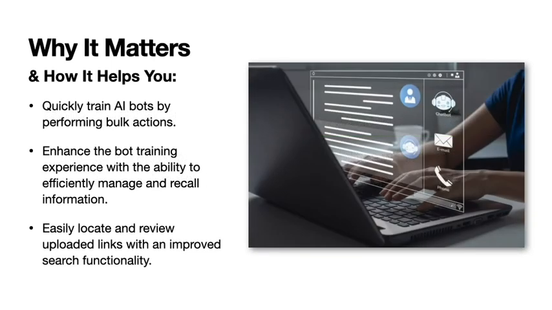Why this matters and how it's going to help you and your business. With this new feature update, you can quickly train AI bots by performing bulk actions, so you can do things in bulk much more quickly. You can also enhance bot training with the ability to efficiently manage and recall information. You'll also be able to easily locate and review uploaded links with an improved search functionality.